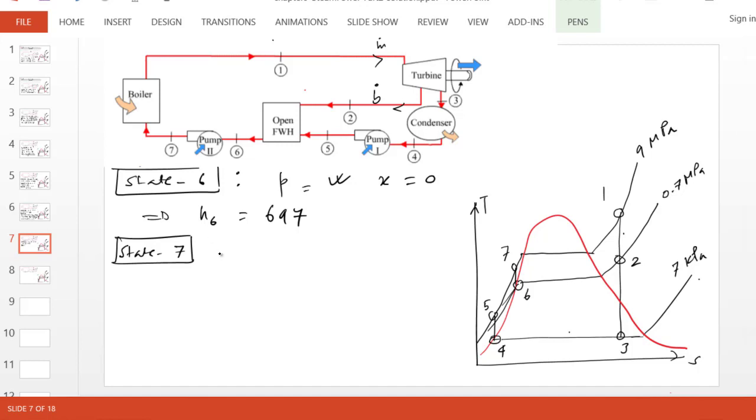Again, state 7, which is the isentropic state of a compressed liquid. So just going back to what we have done before, we can use that formula. H7 will be H6 plus (P7 minus P6) times V6. So notice we can pick up V6 from the saturation table, and P7 and P6 are known, and so is H6. Therefore, H7 can be obtained as 706.